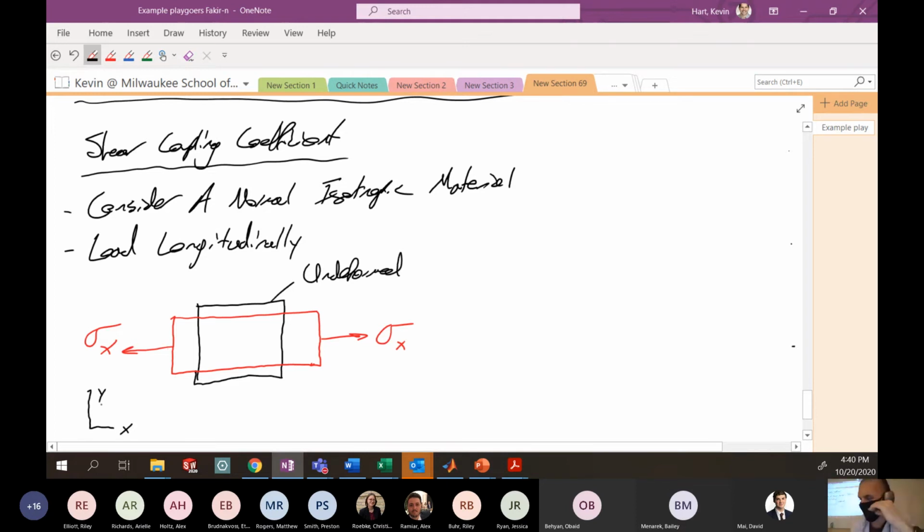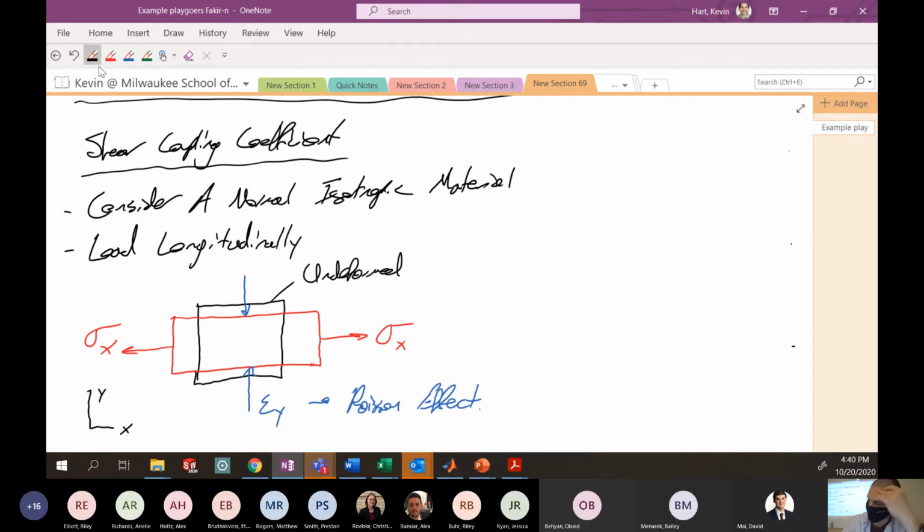Okay. We get some strain here that happens in the y direction. We agree. And that comes from what effect? Rhymes with Poisson. Okay, this comes from the Poisson effect. We've all seen this in reality.